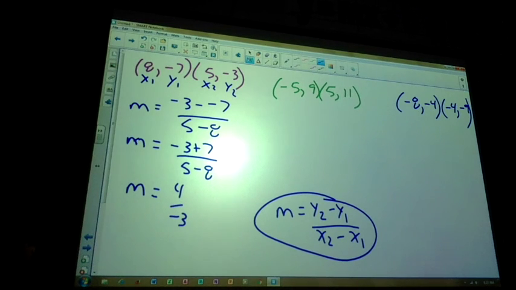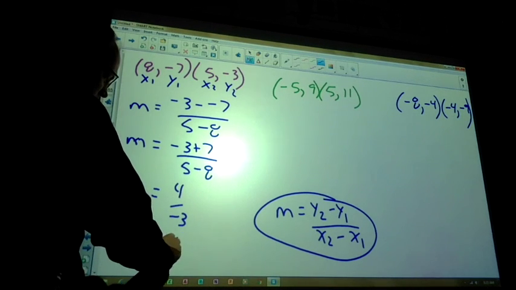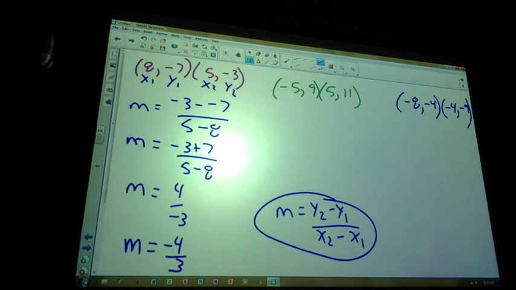Is it okay to have the negative on the bottom? Yes, it's accepted in American culture to move it up, but either answer is correct. So even if it's on the bottom, it's still negative. So think about this. If it's on the bottom, if I were to graph 4 over -3, I would go up 4 and left 3.